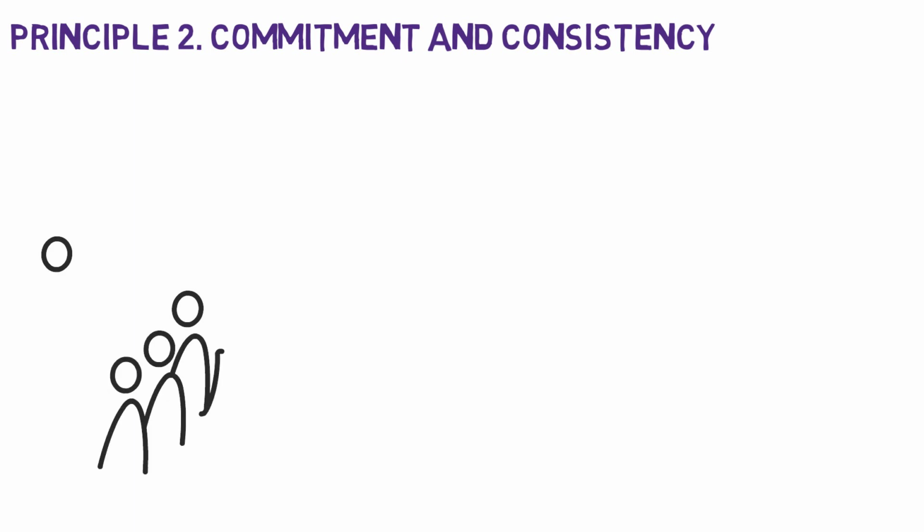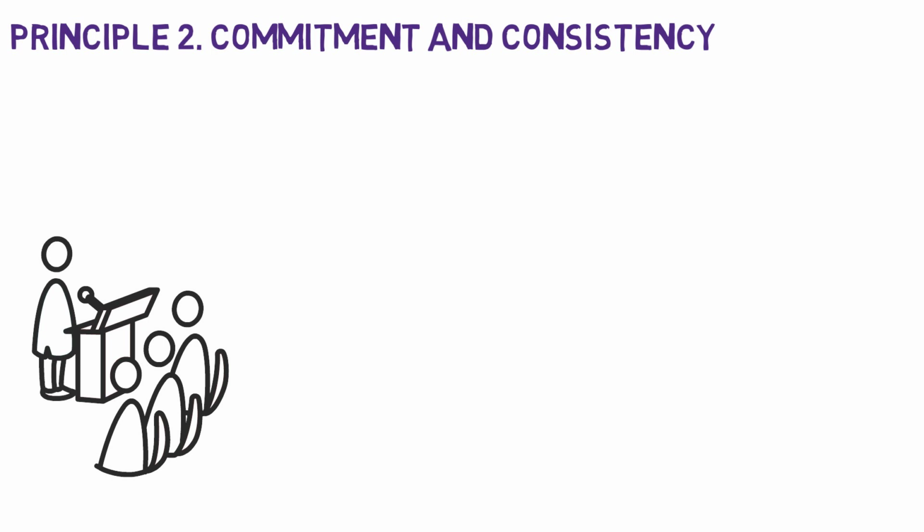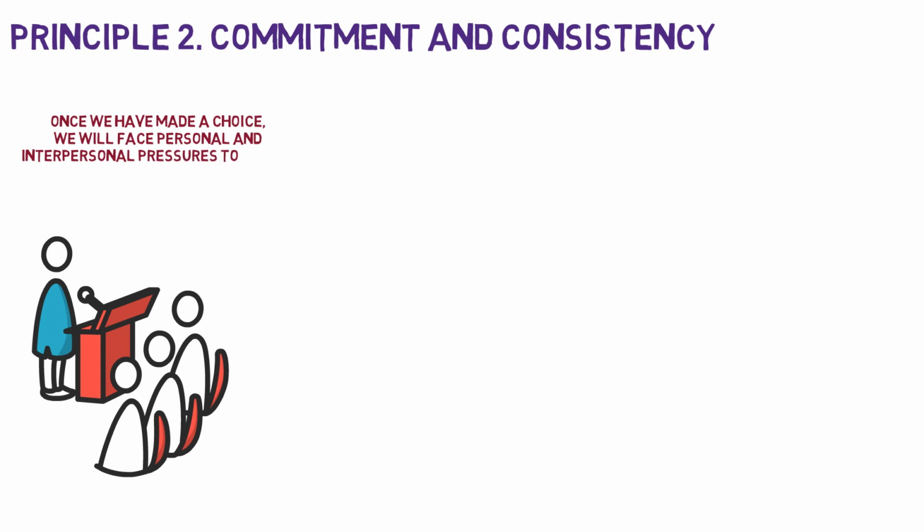Principle 2. Commitment and consistency. This is the second weapon to influence people. This rule states that our desire is to be in line with whatever we have already done. Once we have made a choice, we will face personal and interpersonal pressure to behave consistently with that commitment. These pressures will cause us to respond in ways that justify our previous decision.